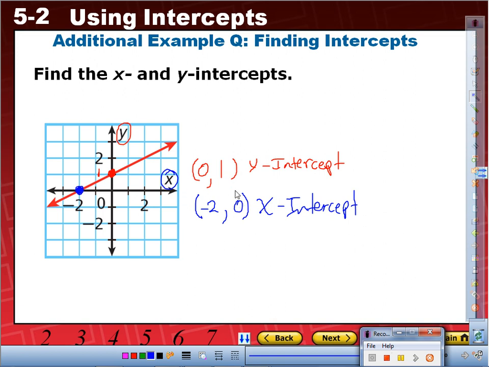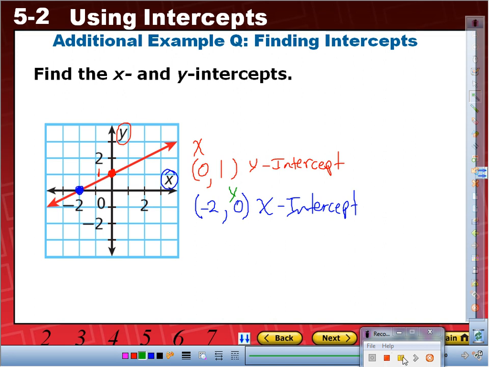Now, everybody look up, please. Pens down. Who noticed that for the y-intercept, the x value was 0? For the x-intercept, guess which value was 0? Y. The y value is 0. So just something to remember, okay?